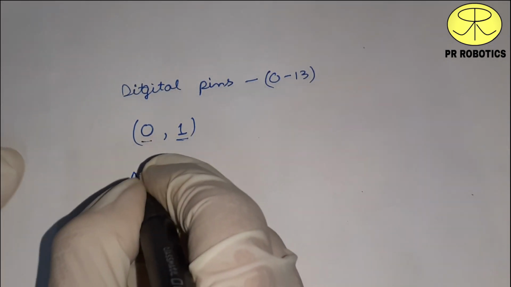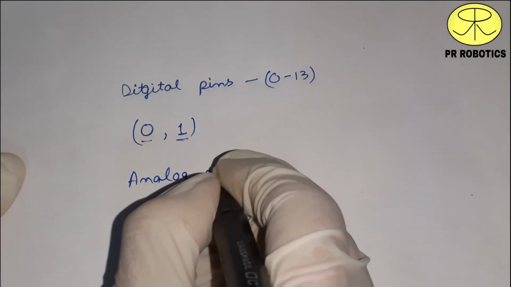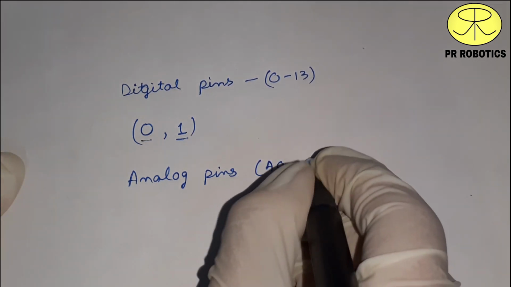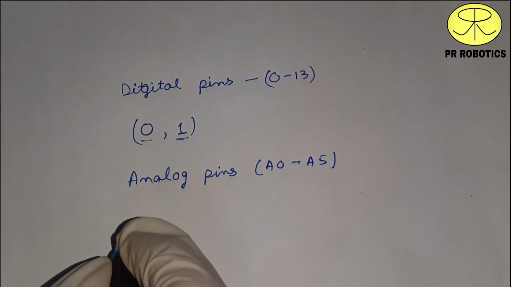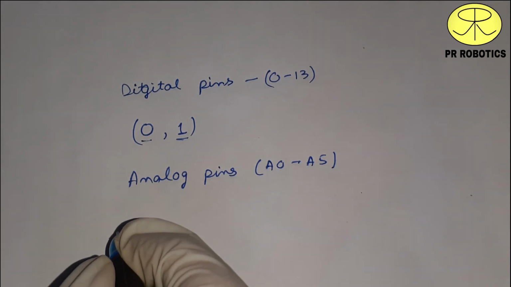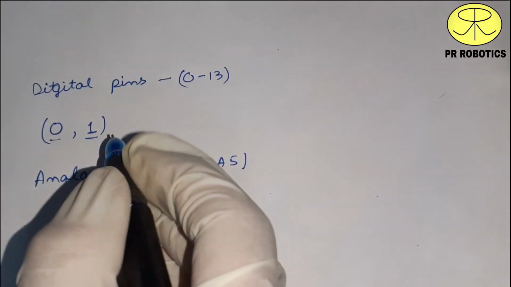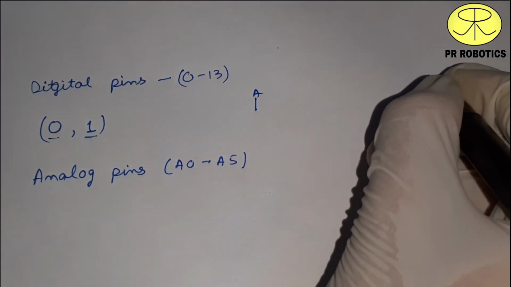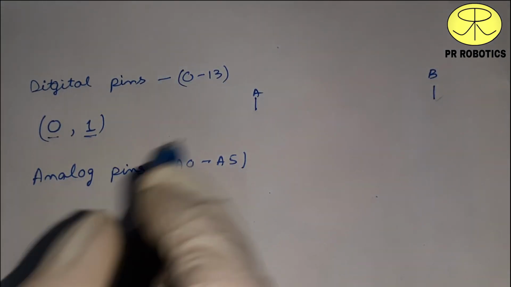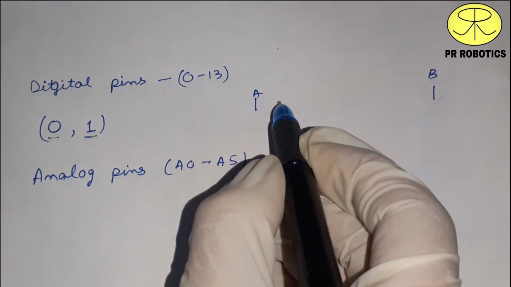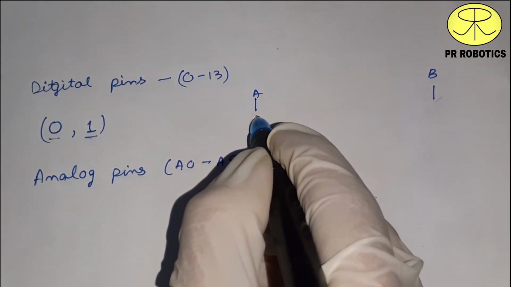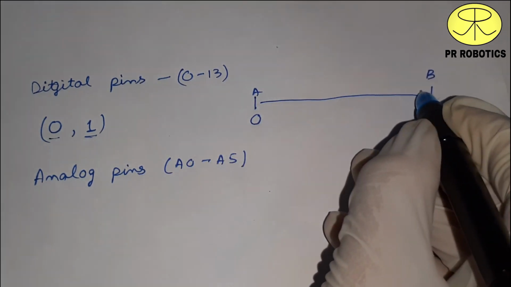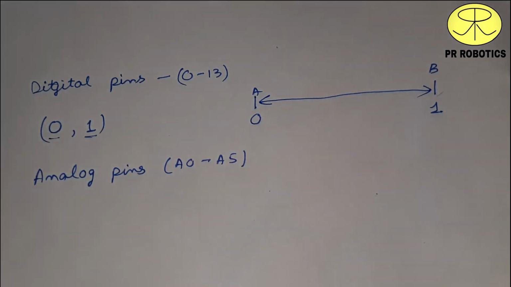Then we have analog pins, starting from A0 to A5. Now what does this analog mean? In simple words, digital means, let us say you want to go from point A to point B. In the digital case you only have two options, either you will stay here or you will stay here. You cannot stop in between these two points.